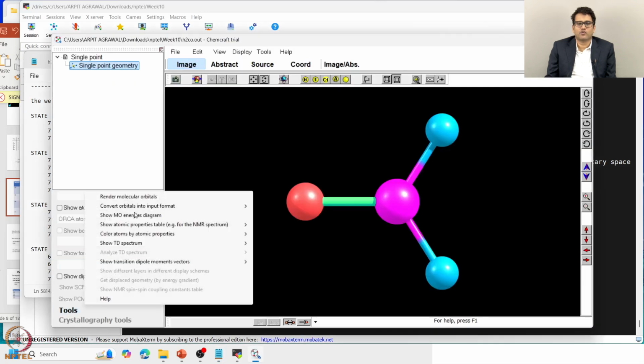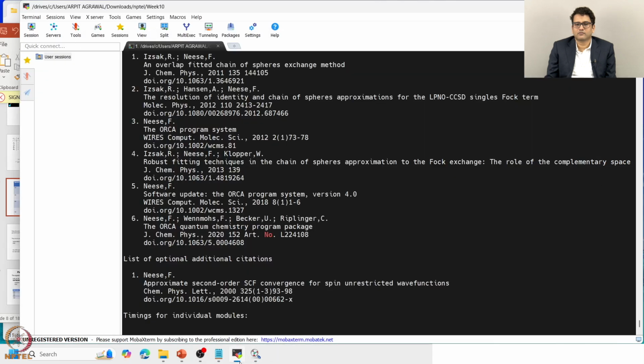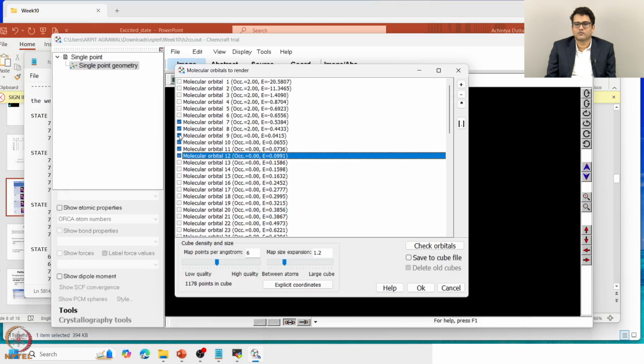So, let us go to render molecular orbital. You may get confused between these two outputs because ChemCraft starts the counting from 1 and Orca started from 0. So, remember this is HOMO, HOMO minus 1, LUMO, LUMO plus 1, LUMO plus 2, LUMO plus 3. This is LUMO, LUMO plus 1, LUMO plus 2, LUMO plus 3. Do I need the LUMO plus 4? Let us see it again.